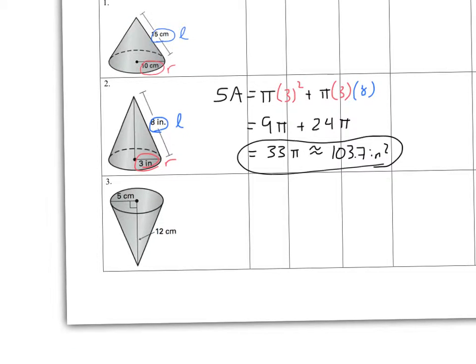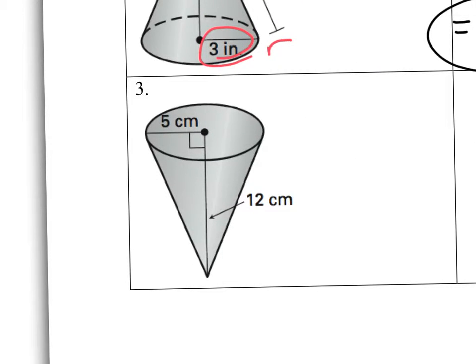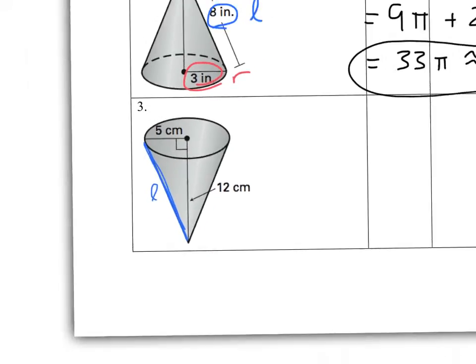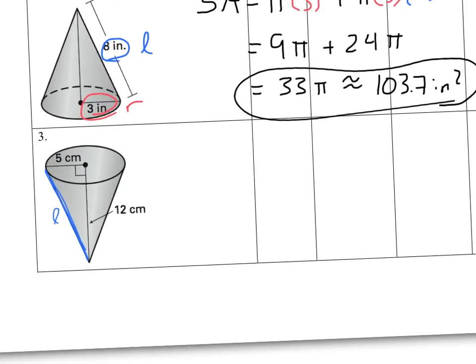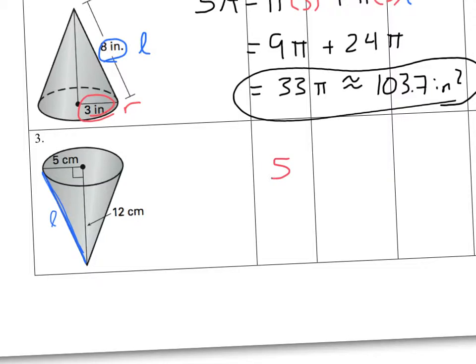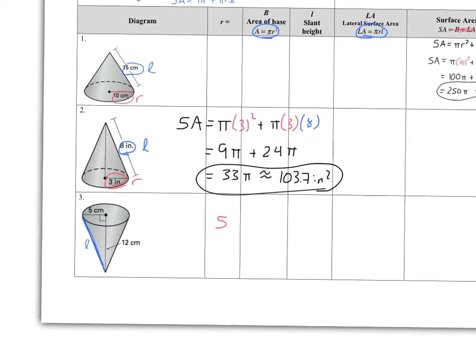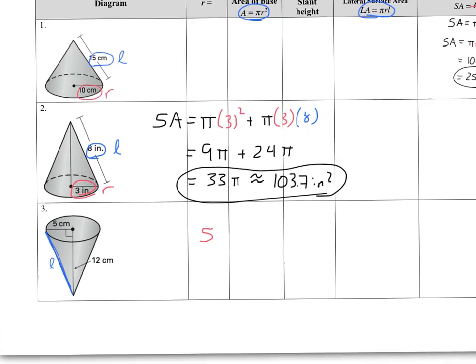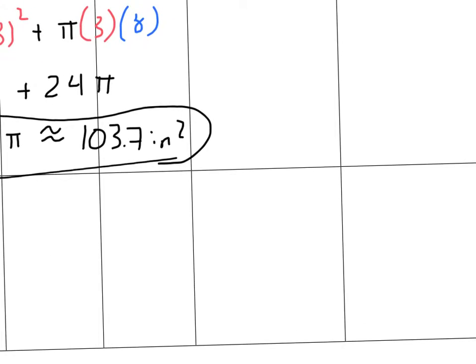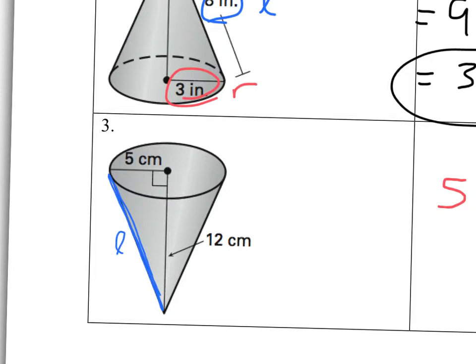For number 3, we do not have the slant height, which is located right here along this edge. So what are we going to do? I need to calculate the slant height. If I think about this process step by step, clearly my radius is given to me, and that's a 5. Next, the area of the base, I could calculate that, but I'll do so later. Now for the slant height, I have to use the triangle that is right here. My radius is a piece of that triangle, the height of the cone is a piece of that triangle, and L is the third.